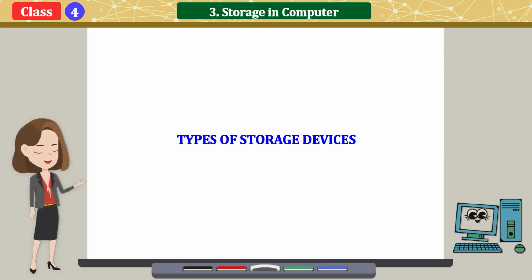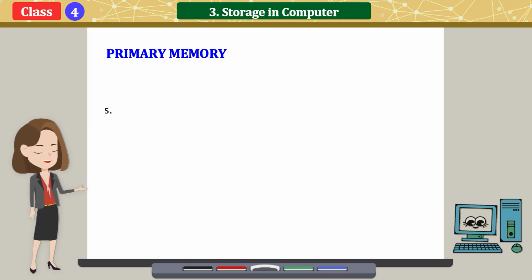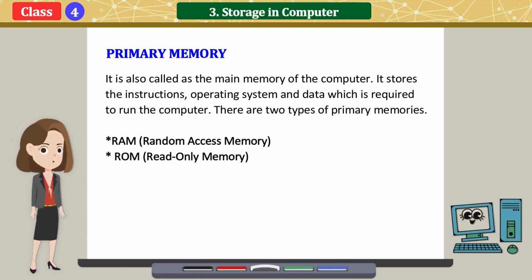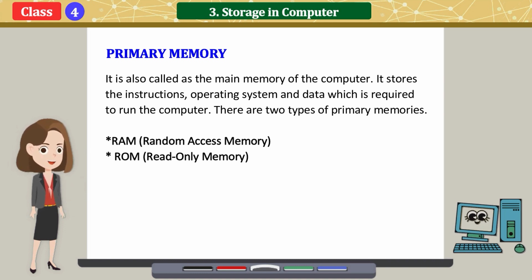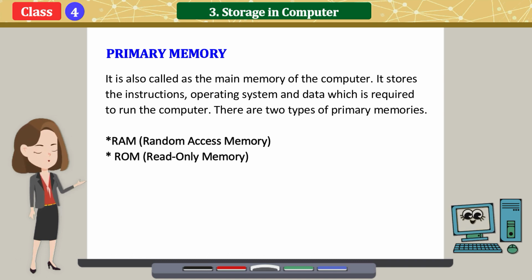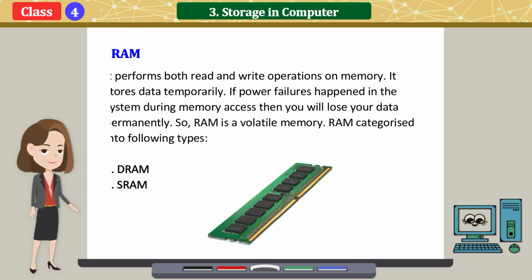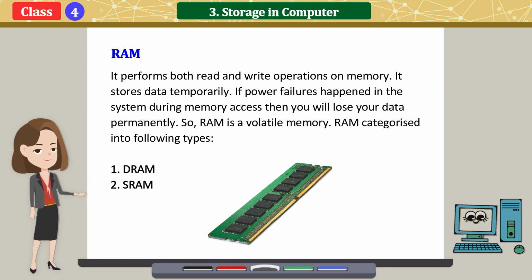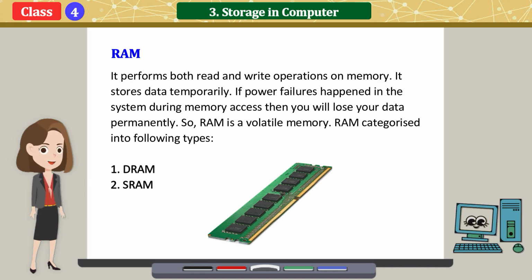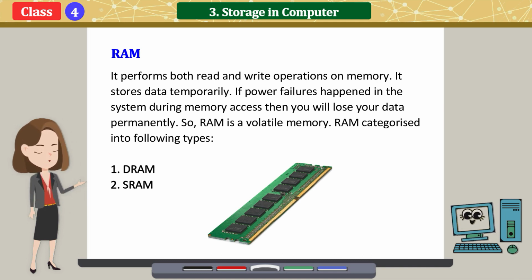Types of storage devices. Primary memory. It is also called the main memory of the computer. It stores the instructions, operating system and data which is required to run the computer. There are two types of primary memories: RAM and ROM. RAM performs both read and write operations on memory. It stores data temporarily. If power failure happens in the system during memory access, then you will lose your data permanently. So, RAM is a volatile memory.